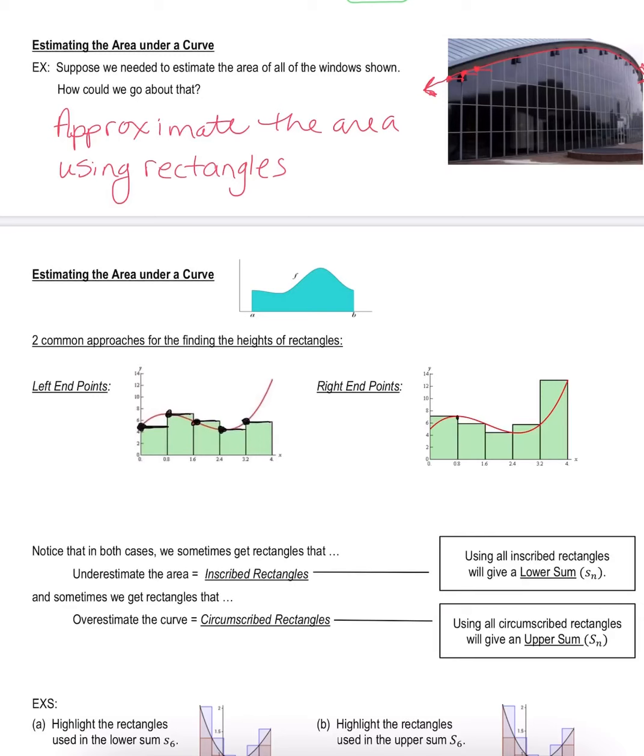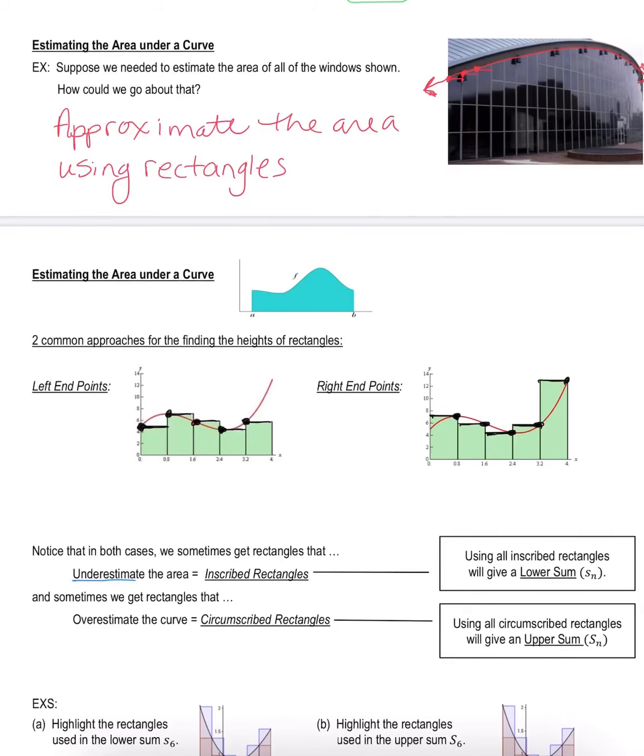In our second picture, we said, well, left is fine, but we also could have used right. I could have gone to the right edge of each of these rectangles, and then where that intersects the function, that could have been the height. So that would have been fine as well. Again, some rectangles give us too much and some give us too little in terms of the area. And we have a name for each of these. So if you get a rectangle that is underestimating your area, then that is what we call an inscribed rectangle.